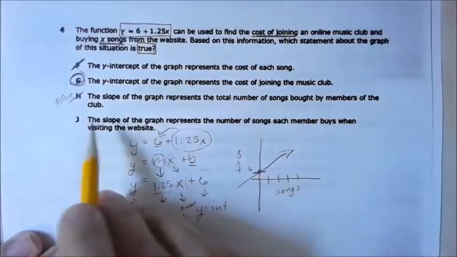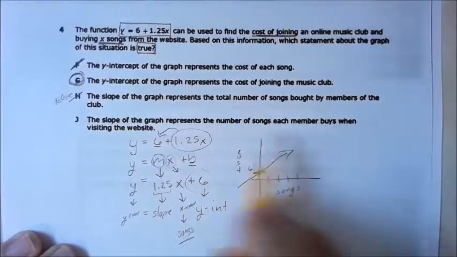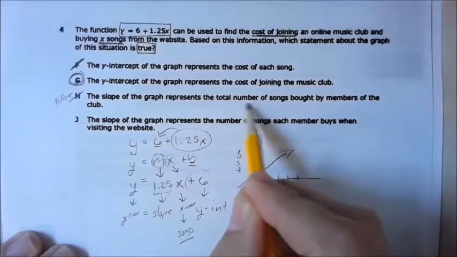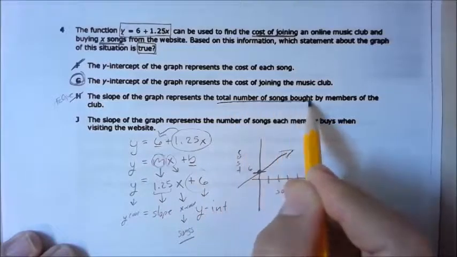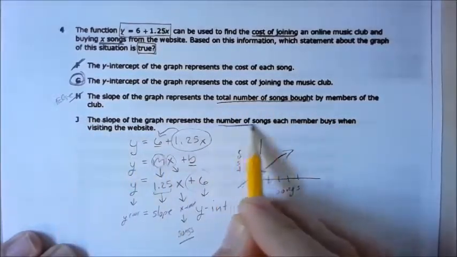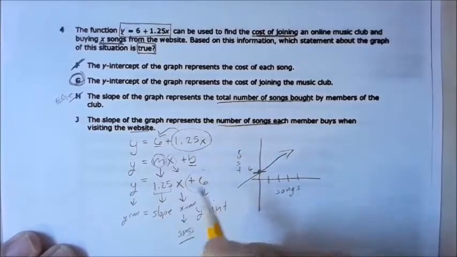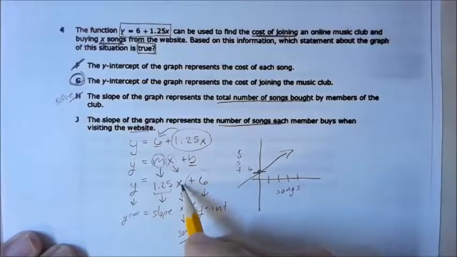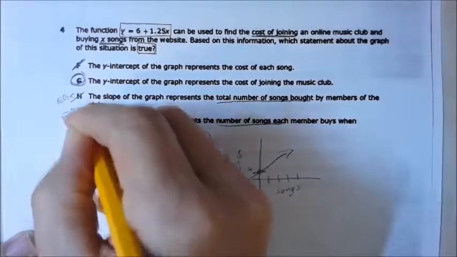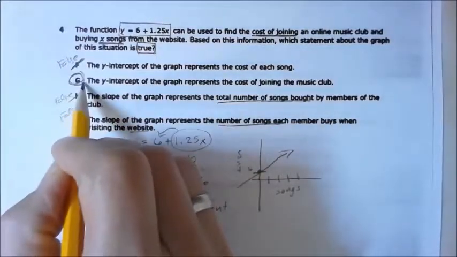Then J says the slope of the graph represents the number of songs each member buys when visiting the website. Well, that's pretty much saying the same thing. Up here it said that it's the total number of songs bought. That's what the slope represents. Here it's saying the slope represents the number of songs bought, but now it's bought off the website. So again, that's a false statement. Our songs are represented by our variable x. So that is untrue. So G is the one and only correct answer.